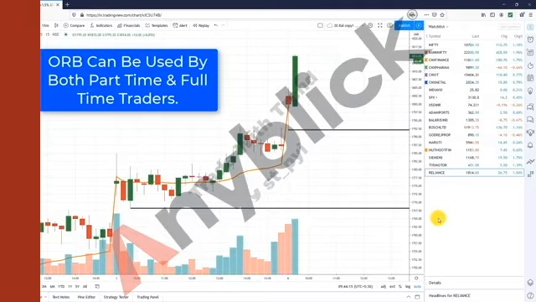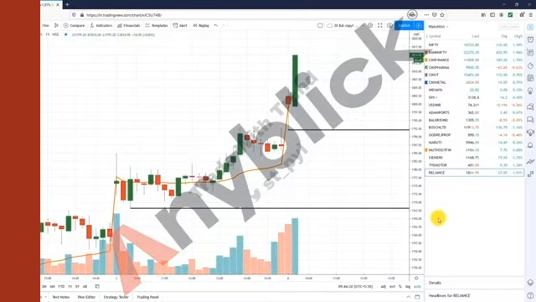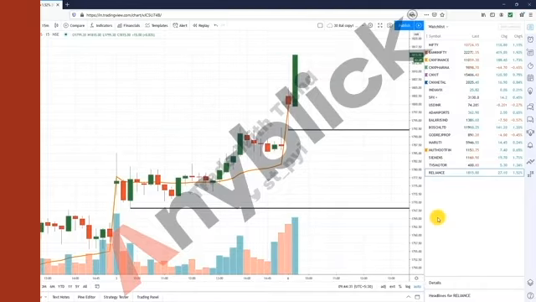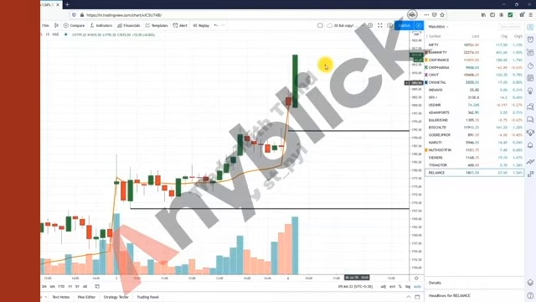And in this video, I'll just show you how opening range breakout can be used by both day traders and working professionals. As far as working professionals are concerned, you can use the same setup but have a much deeper stop loss in order to ride the trend over the next 3 to 4 sessions. Obviously for day traders, I just marked out the stop loss level at 1792.